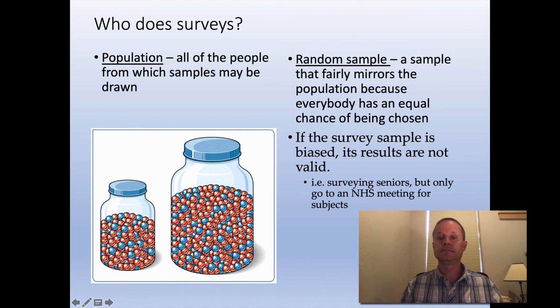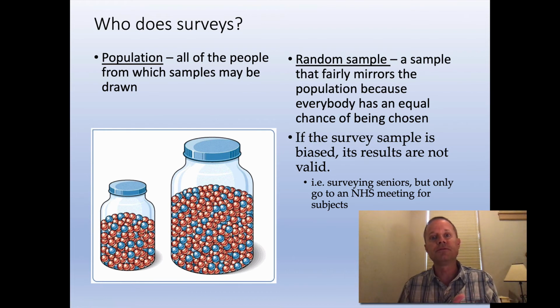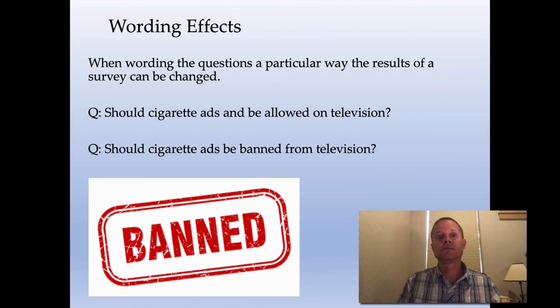If the survey sample is not random, if it's biased, the results of the survey are no good. This happens like if you wanted to survey seniors at Gallatin High and you went to a National Honor Society meeting because you're in that club, and so you just had like 15 of those people take the survey. Well, that's not representative of the senior class. That's a certain type of student in the senior class, and there are lots of other types of students you would be leaving out. So your data would be biased.